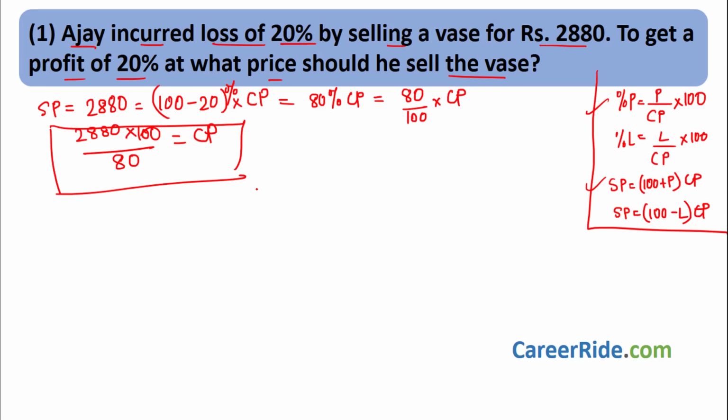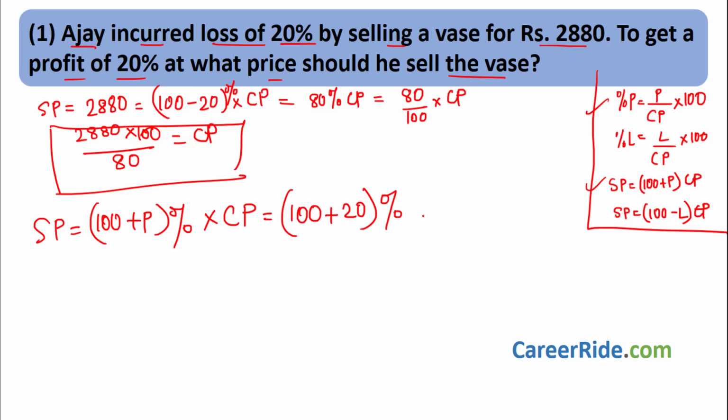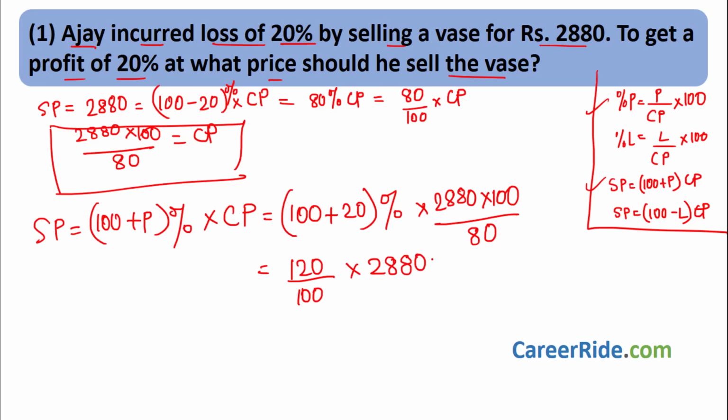Okay. Now what they want is that to get a profit of 20%, what price should he sell the vase? Now we saw what the selling price should be in case of profit. Selling price should be 100 plus the profit percentage multiplied by the cost price, that is 100 plus 20%. And what is the cost price? It is 2880 multiplied by 100 divided by 80. That would be 120, percentage sign converted. Percentage means division by 100, into 2880 into 100 divided by 80.